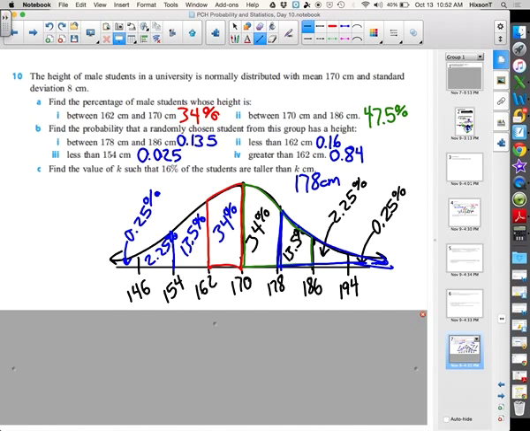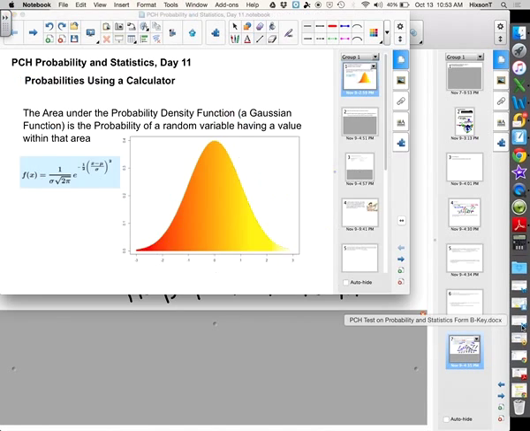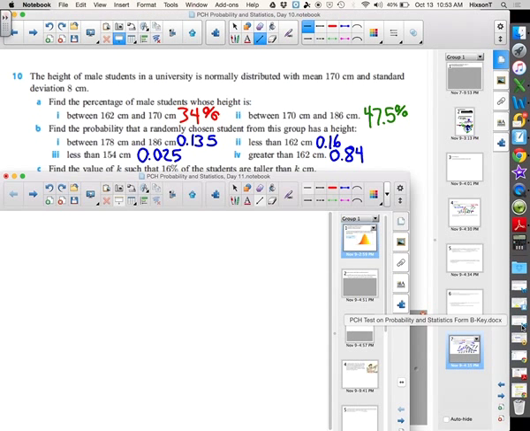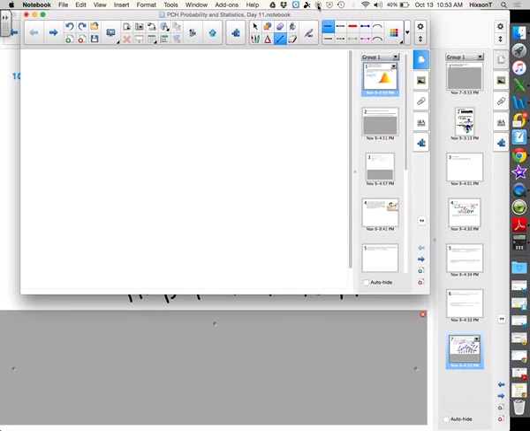Our calculators are a good tool to find values that are not exactly 1 standard deviation or 2 standard deviations away. Now let's take a look at that. This is the actual new stuff that I want to look at today. It's really short, but it's really powerful. It'll actually show me what's on the slide.